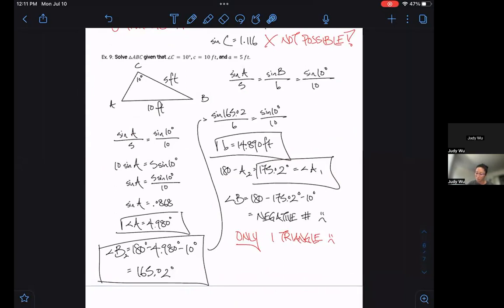Okay, so I would take some time, make sure you understand this ambiguous case. It is a little bit trickier than the others, but nothing that you can't learn.